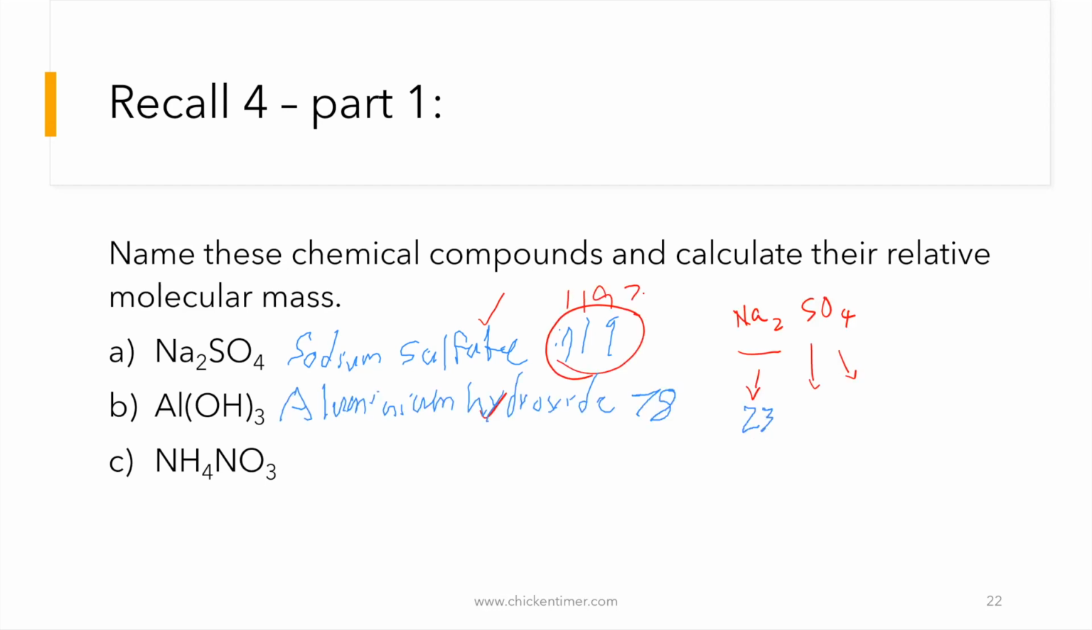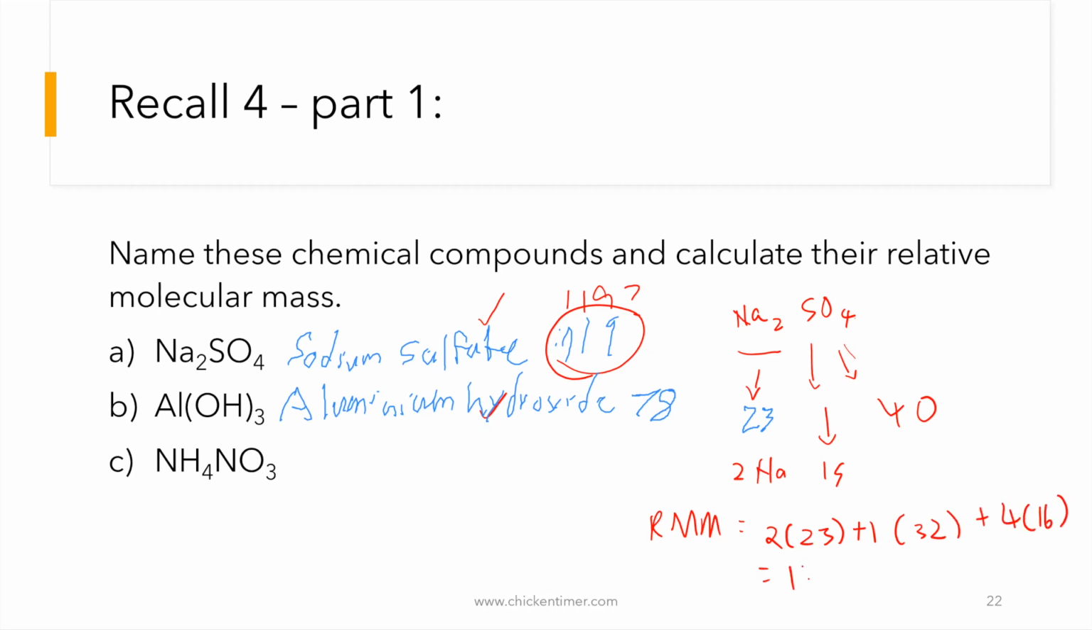111. Okay, so sodium, there is Na2, that means it's 2 sodium atoms. Then 1, you see sulfur around there is 1 sulfur. Then oxygen, you see a 4 there, that means it's 4 oxygen. So when you want to find your relative molecular mass, it should be 2 times 23 plus 1 times 32 plus 4 times 16. Then you get the answer. Then unit for molecular mass.